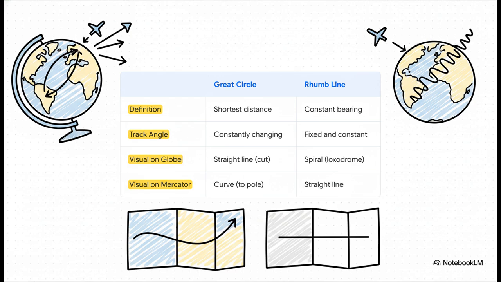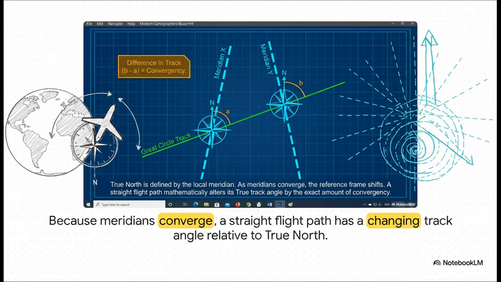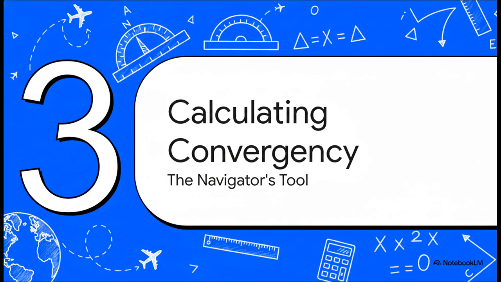path across the globe. Now this is probably the most important idea to get your head around. As you fly a perfectly straight path, the Great Circle, your reference for true north, which is the local meridian, is literally rotating underneath you. So even though your aircraft's path is straight, the grid you're using to measure your direction is constantly changing. So, the big question is, how do we calculate this change? Well, it's not magic, it's math.